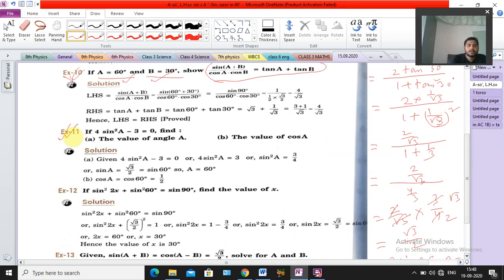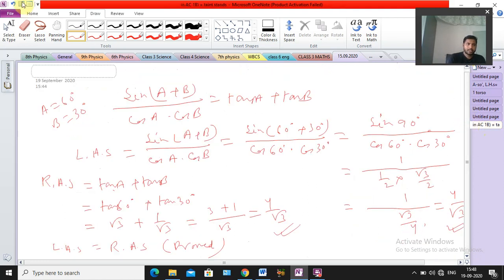Example 11 is given here. If 4 sin square A minus 3 equal to 0, find the value of angle A and the value of cos A. Two things we have to find out. Clear? 4 sin square A minus 3 equal to 0. So find the value of angle A. Yes sir, we can do it easily.